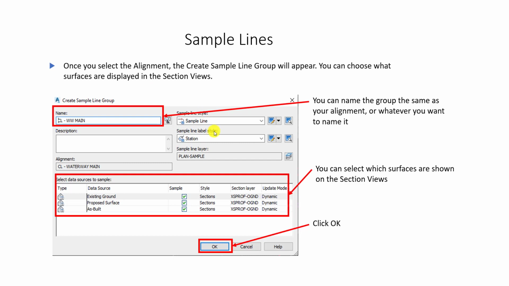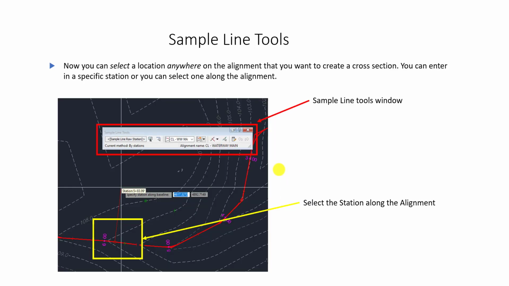The sample line style, leave that default. Sample line label style, leave that as station. And then the sample line layer, it's Plan Sample. That's the layer to put it on. So now you can select a location anywhere in the alignment that you want to create a cross section, or you can enter a specific station, or you can select one along the alignment.